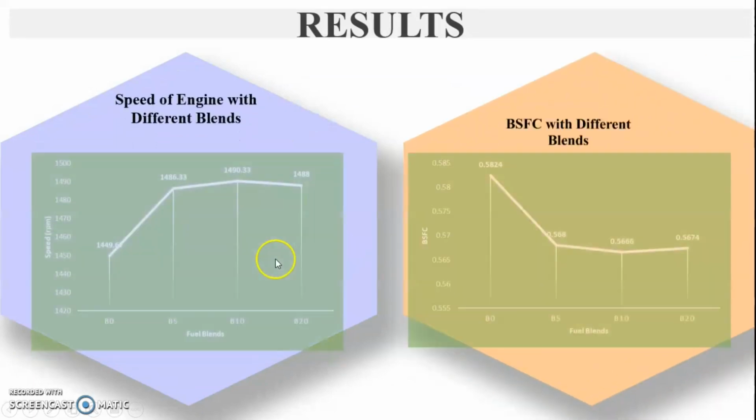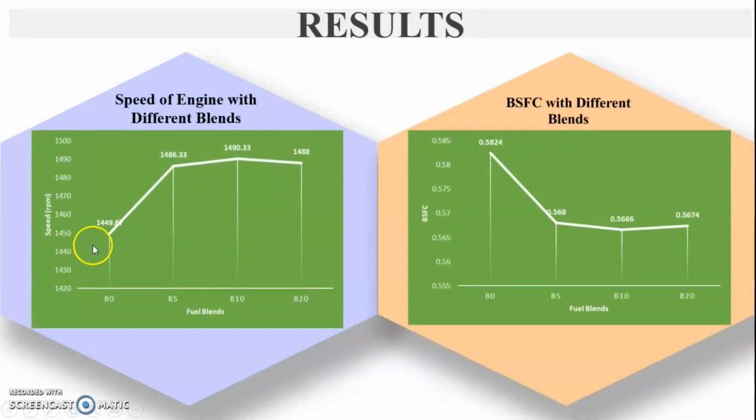Further, we have the graphs for the speed versus fuel blends and the BSFC versus fuel blends. From the speed versus fuel blends graph, we can see that for B10, we get the highest speed for the engine, which is 1490.33 rpm. And again, for B10, we can see that the fuel consumption is the least when compared between all the other blends.